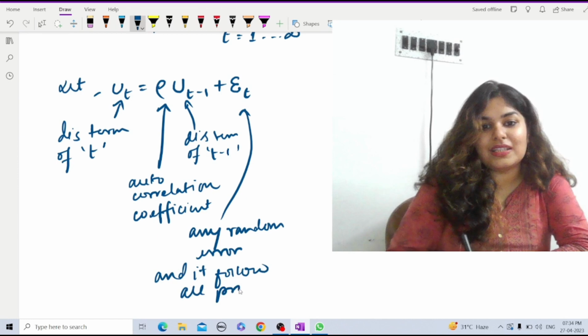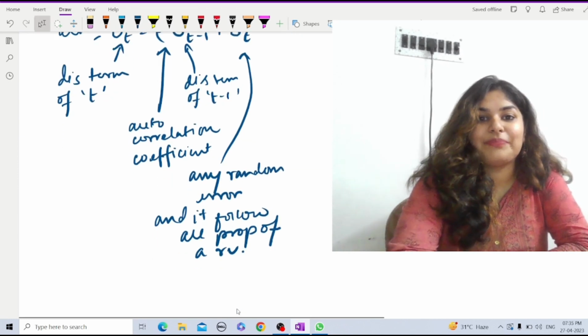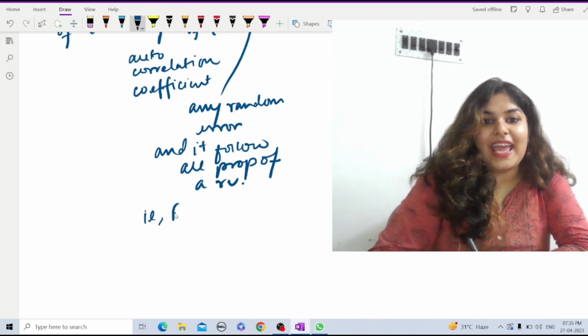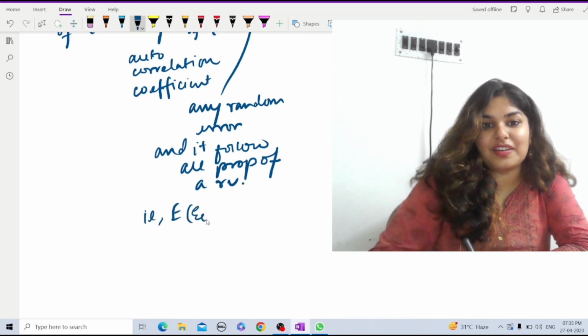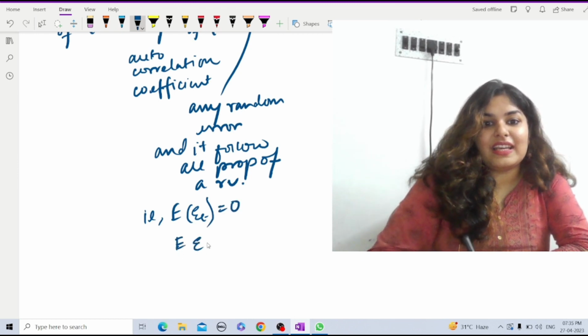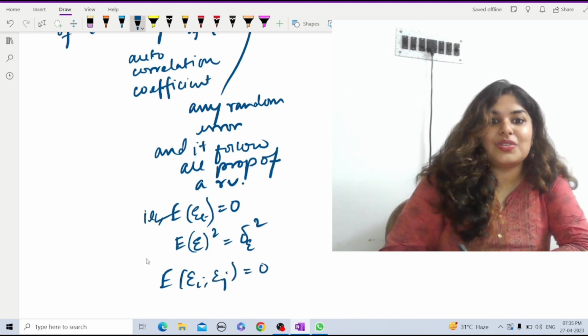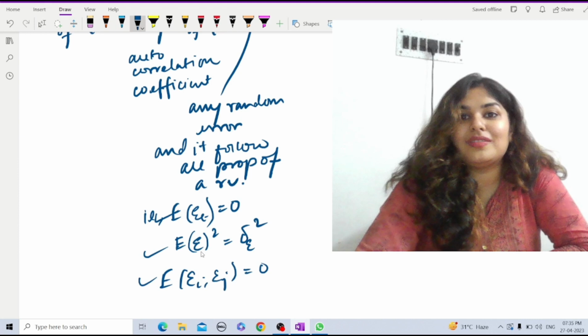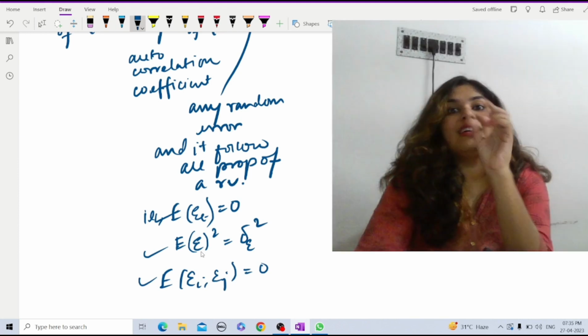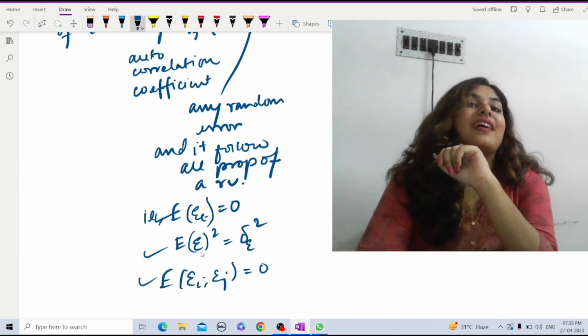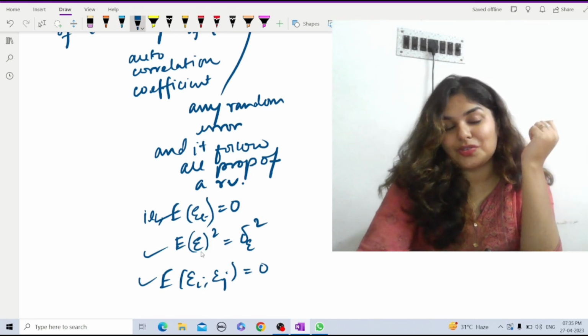all properties of a random variable, that is the expectation of the random variable epsilon is equal to 0, the variance of epsilon is equal to sigma epsilon square, so that our variance is constant, and the covariance of epsilon i epsilon j is equal to 0. So these properties are satisfied for this random error of the disturbance terms who are related, that is they have the problem of autocorrelation.